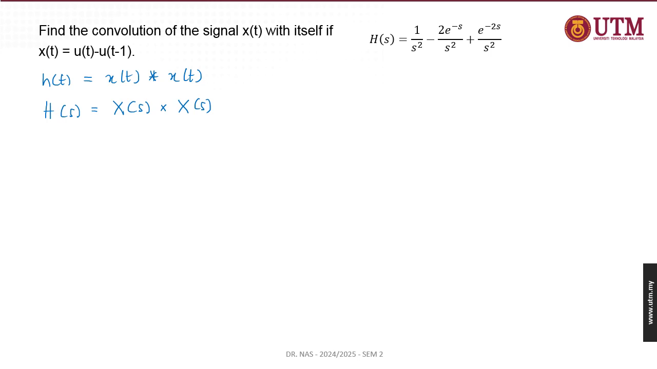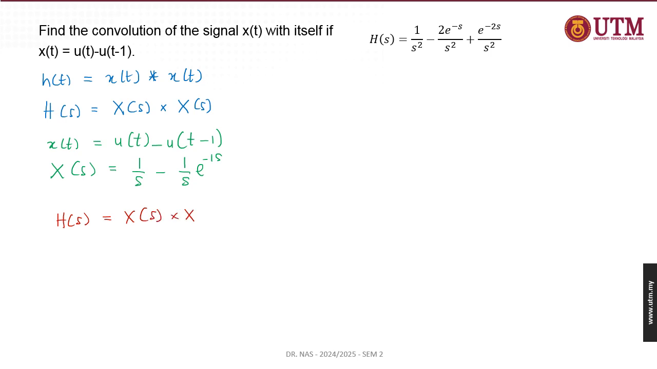You have the x(t) equation, so you can get X(s). So x(t) equals u(t) minus u(t minus 1). By referring to the table, your X(s) equals 1 over s for u(t), minus again 1 over s, and with the time shifting you'll have e to the minus 1s. So this is your X(s). To solve the convolution, your H(s) equals X(s) multiplied with X(s). So it is equal to 1 over s minus 1 over s e to the minus s, multiplied with the same function.